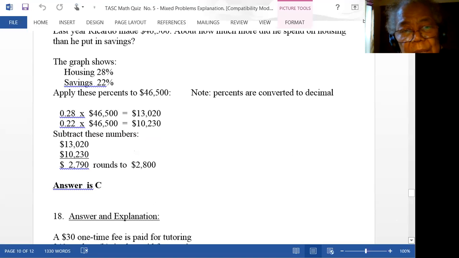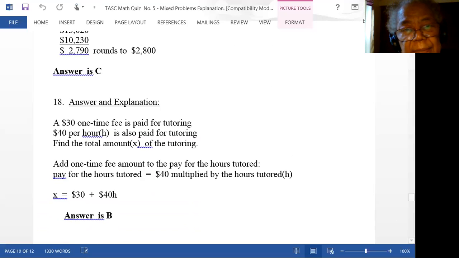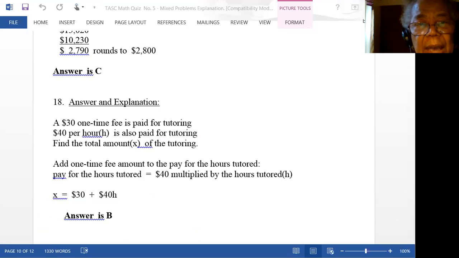Okay. We are now down to number 18. A one-time fee is paid for tutoring, and you pay $40 per hour. So find the total. The total has to include the one-time fee and the pay for the hours. So what would the total pay for the tutoring be? X would be the one-time $30 plus $40, and we said H represents the hours. So our answer is B.